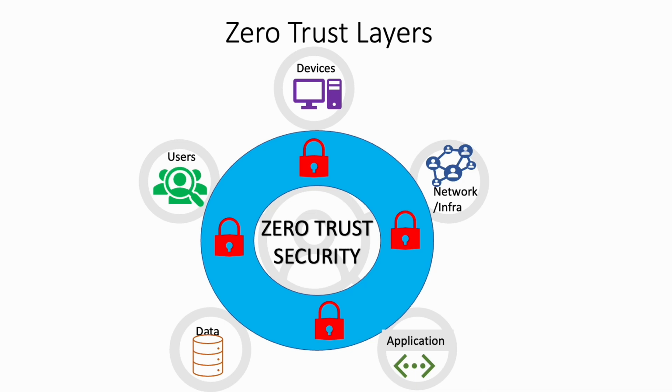So these are the different trust boundaries or layers of trust where we need to ensure that zero trust is applicable. These are the different layers where we need to apply the zero trust security principle.